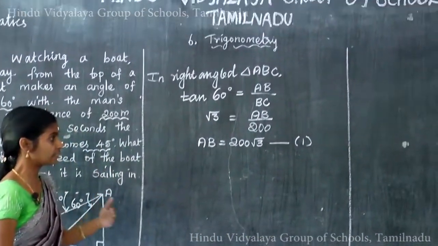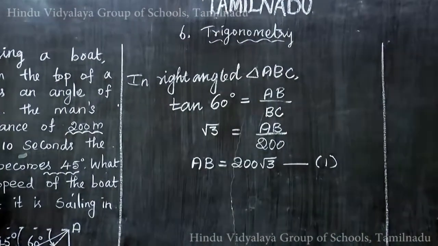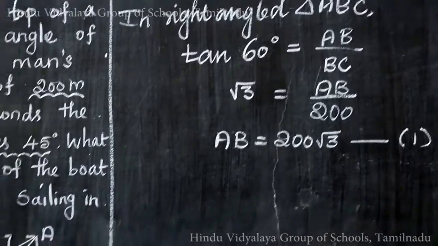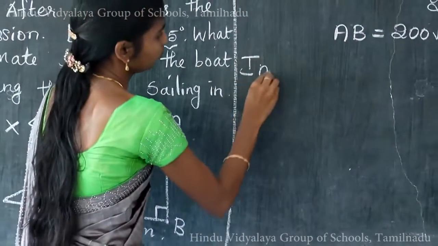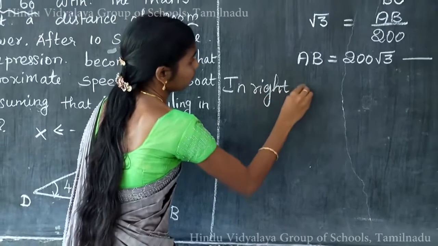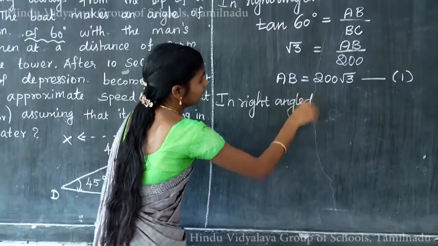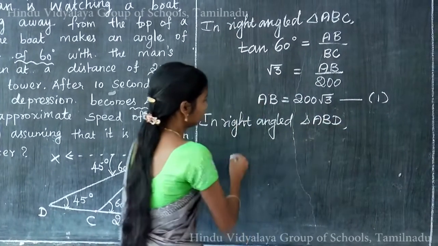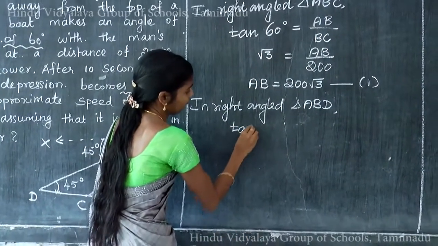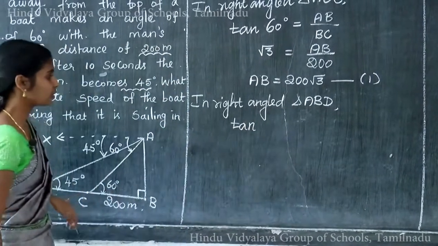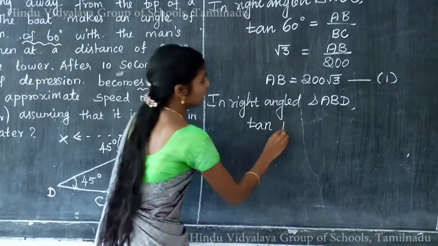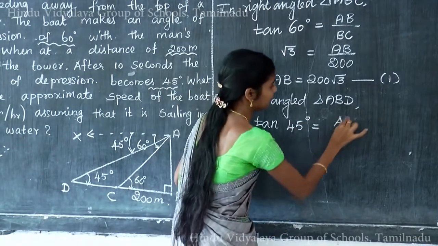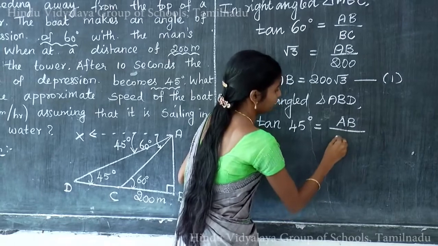Next, consider the next right angle triangle. What is the other right angle triangle here? Yes, ABD. So in right angle triangle ABD, use that ratio tan. So tan theta, what is theta? 45 degree. So tan 45 degree is equal to opposite side by adjacent side, that is AB by BC.